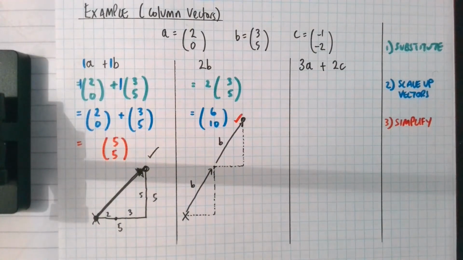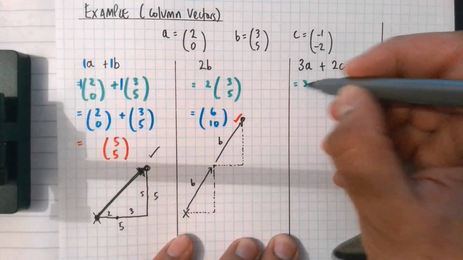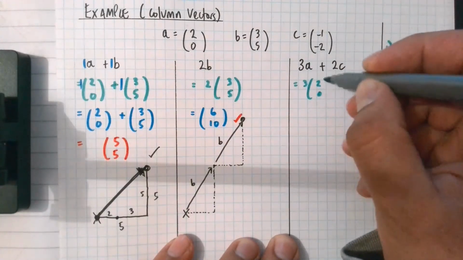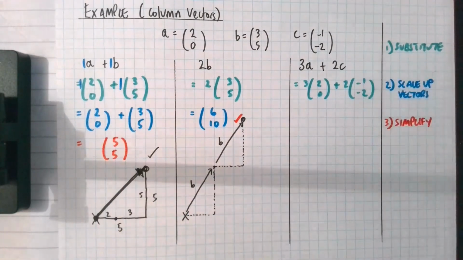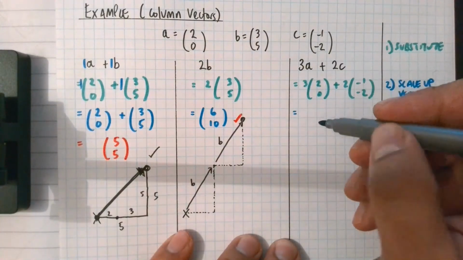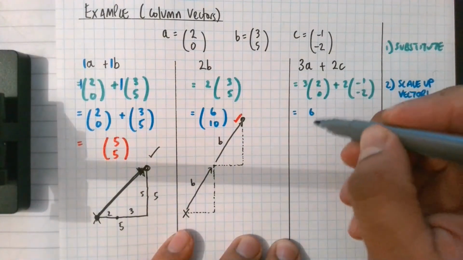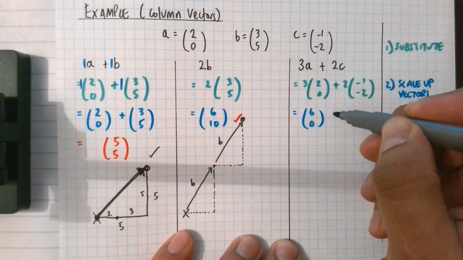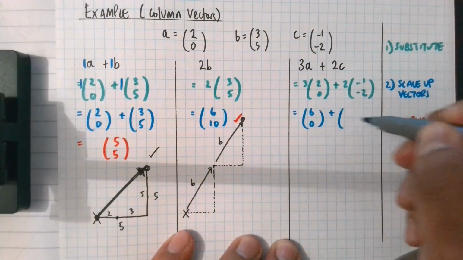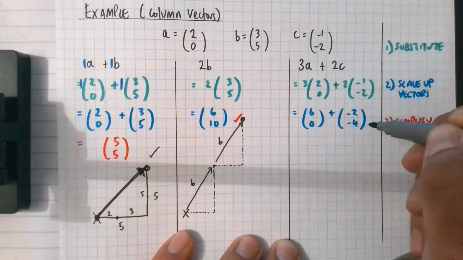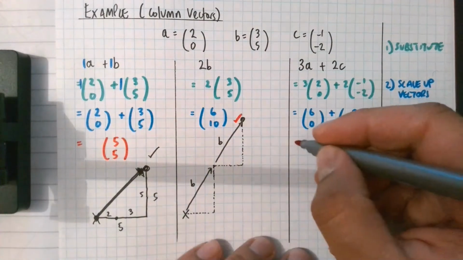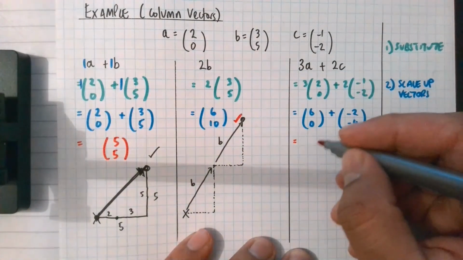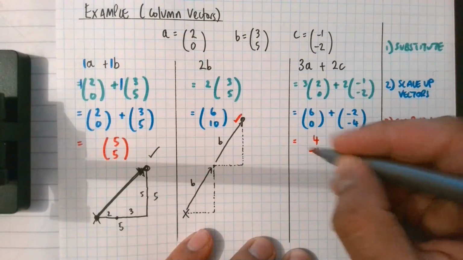Now for the third example, we're going to substitute, because we're putting together 2 vectors, A and C, but they're scaled up versions of those 2 vectors. So the resultant vector is going to be a scaled up version of this. We get (6, 0) plus (-2, -4). So we're going to put these 2 vectors together and simplify now. 6 plus -2 is 4, and 0 plus -4 is -4. So that's our resultant vector.